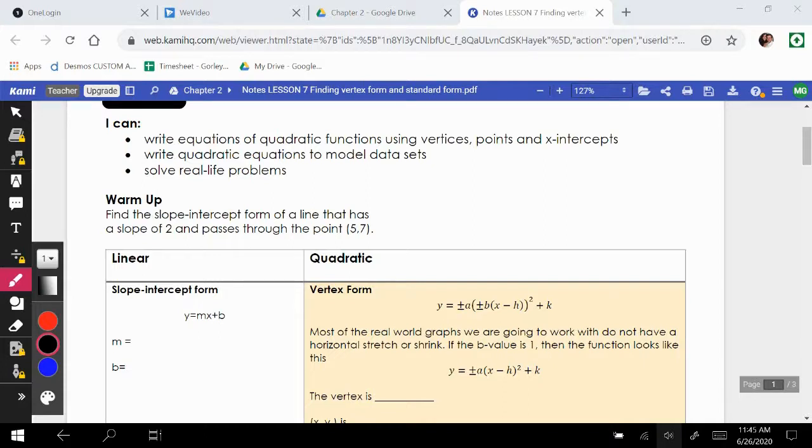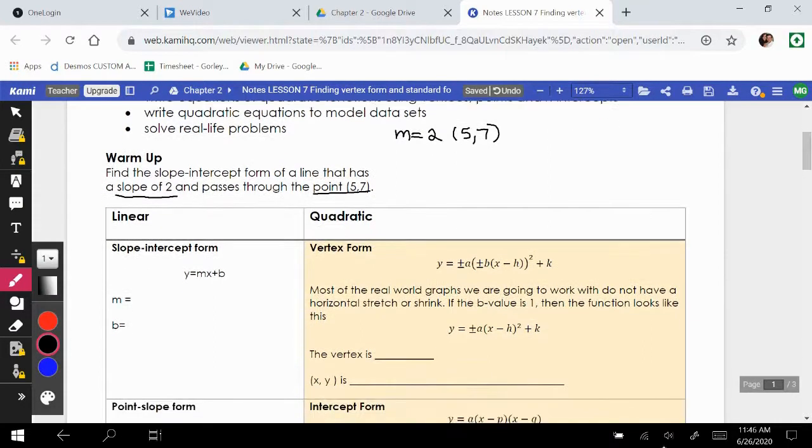For the warm-up, we're going to be finding the slope-intercept form of a line that has a slope of 2 and passes through the point (5, 7). There's actually two ways to do this. Because we're given the slope and a point that is on the line, the first way that you could approach this problem is to use the point-slope formula. Let's go ahead and just review the different types of forms we have for linear equations.